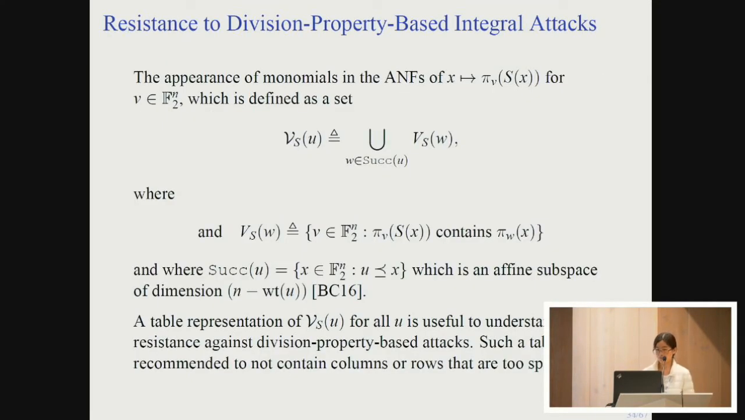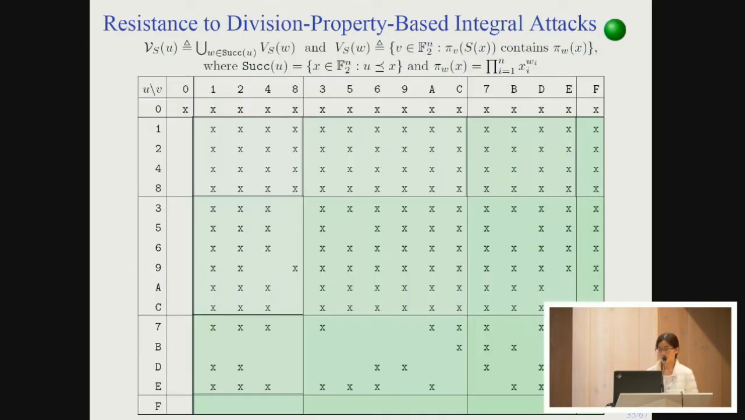So besides DK, which is related to the division property-based integral attack, there is another notion, the site, which shows the appearance of monomials in the ANF of the product of the coordinates of the S-box. It can be important because it may show some resistance of the S-box against the division property-based attack. Pagan will evaluate the table representation of this.